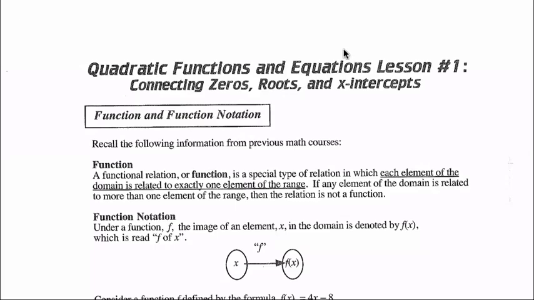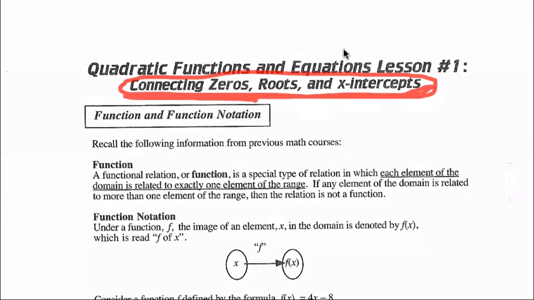Okay, folks, welcome back. Quadratic functions and equations, lesson 1, connecting zeros, roots, and x-intercepts. I'm going to say this straight away before we even get started. Zeros of functions or equations, roots of functions or equations, or x-intercepts of functions or equations are all exactly the same thing. The terminology is just used depending on the type of question, or the type of equation or function that you're given, but they all mean the same thing.